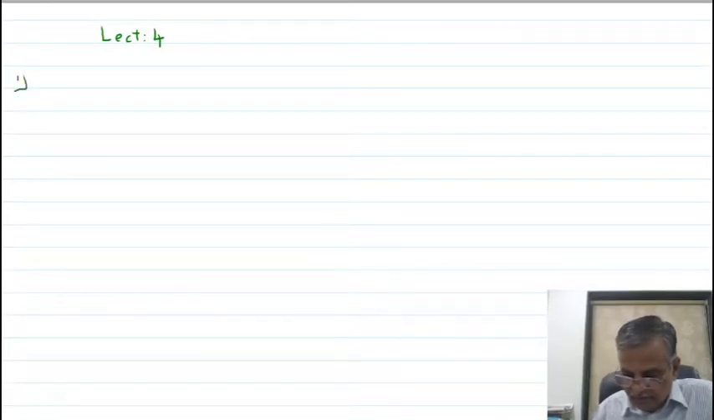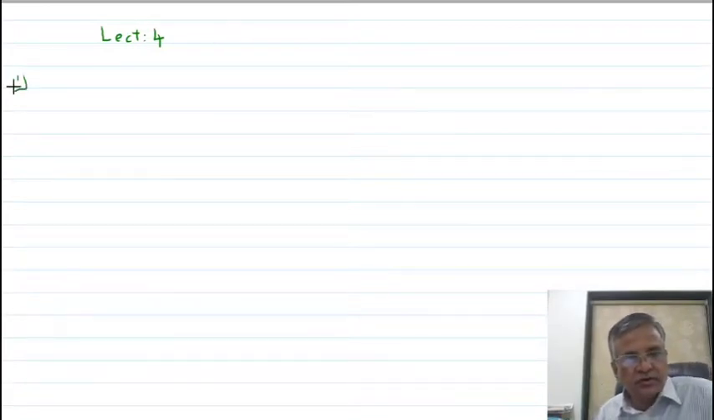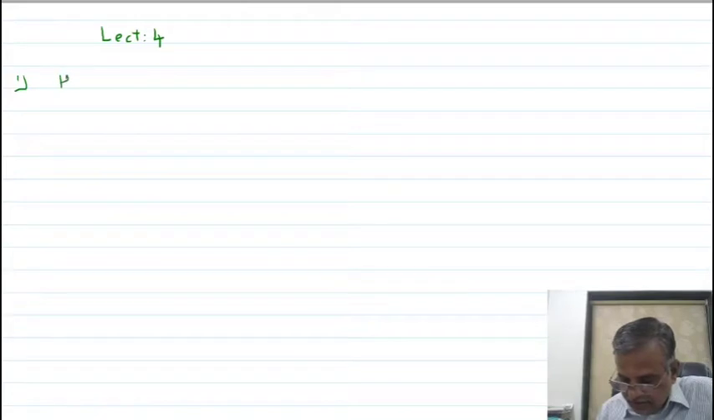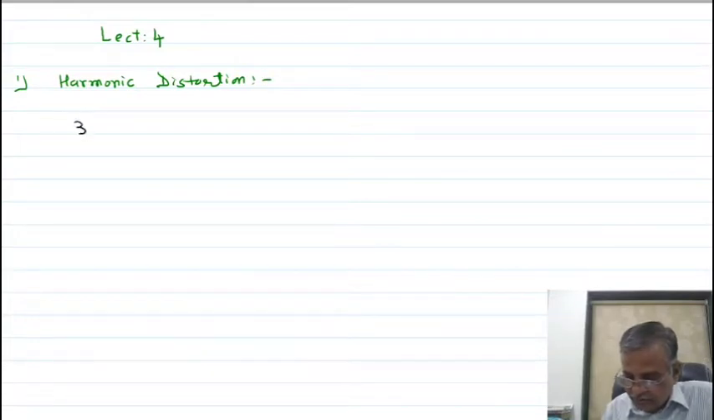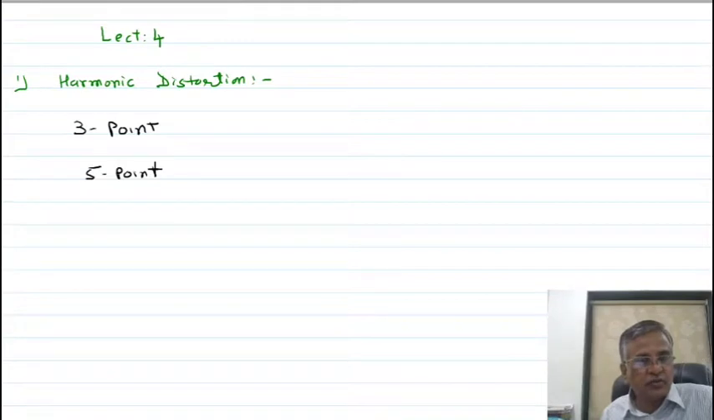First topic, a small topic, I just want to give a brief idea about it. I am discussing harmonic distortions in a transformer coupled power amplifier. You know there are two methods to determine the harmonic distortion. One method is known as the 3-point method and the second is known as the 5-point method to calculate harmonic distortion.